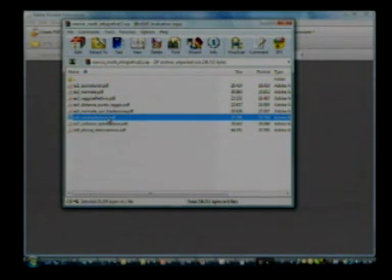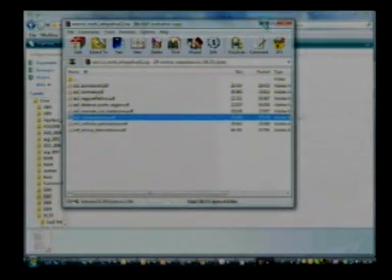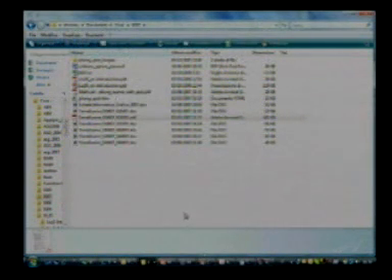Then I think I have in English. I have them in English also. Let's see.